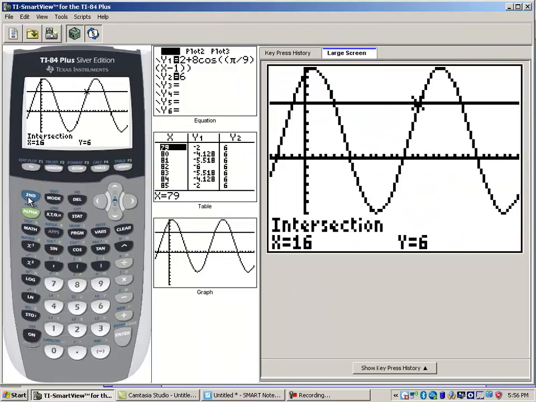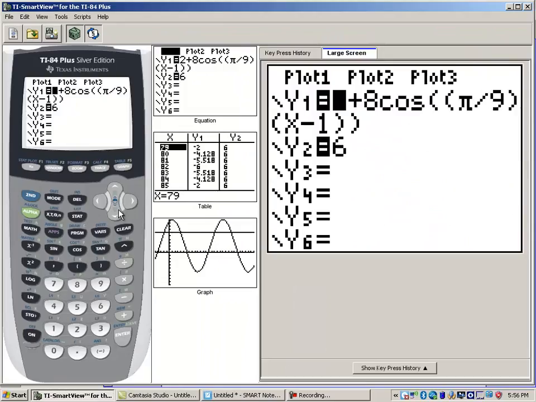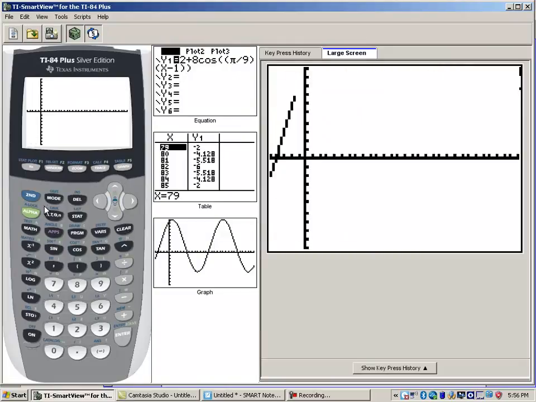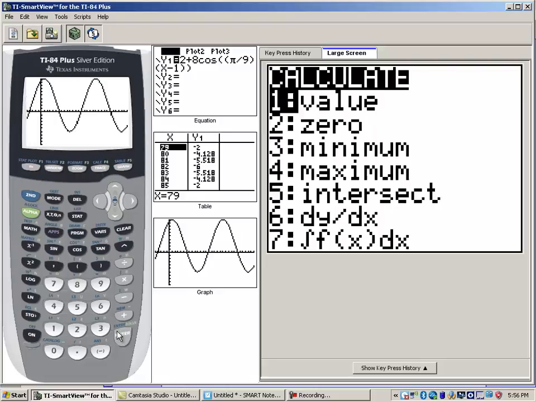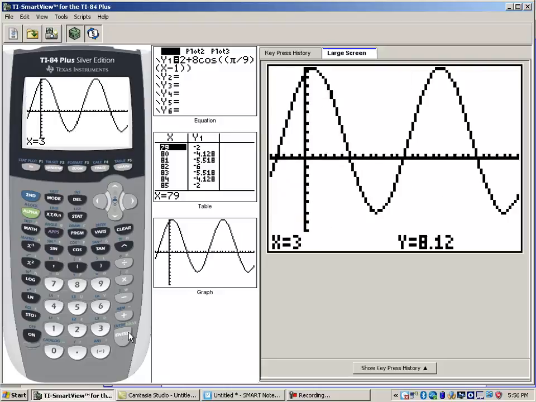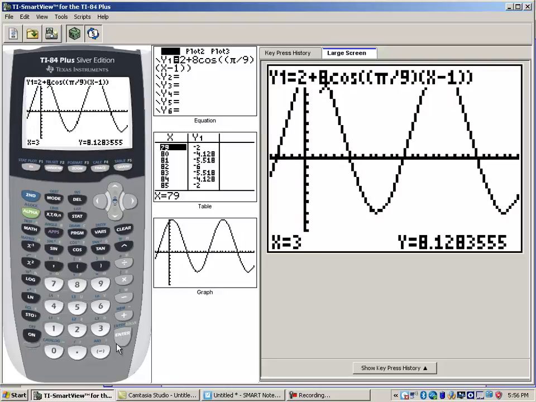One way to do this is I'm going to go back here to my y equals and turn off this second equation. From the graph screen, I'm going to ask for a value. And I just hit second trace. I want a value at 3 from the calculator, and that's 8.128.